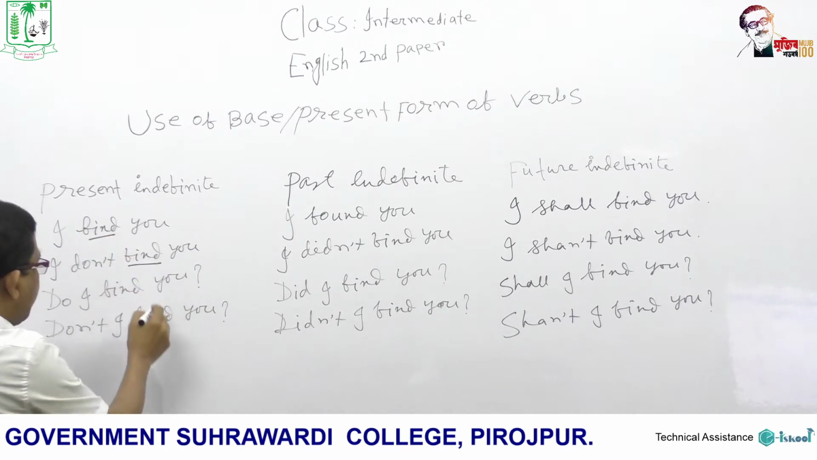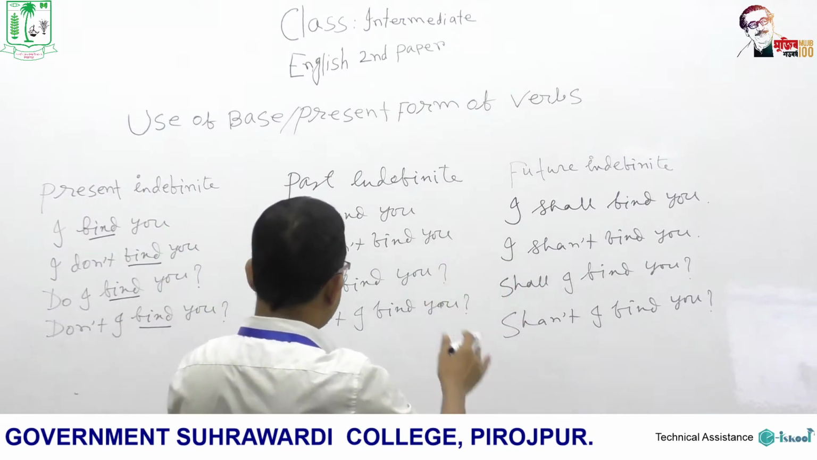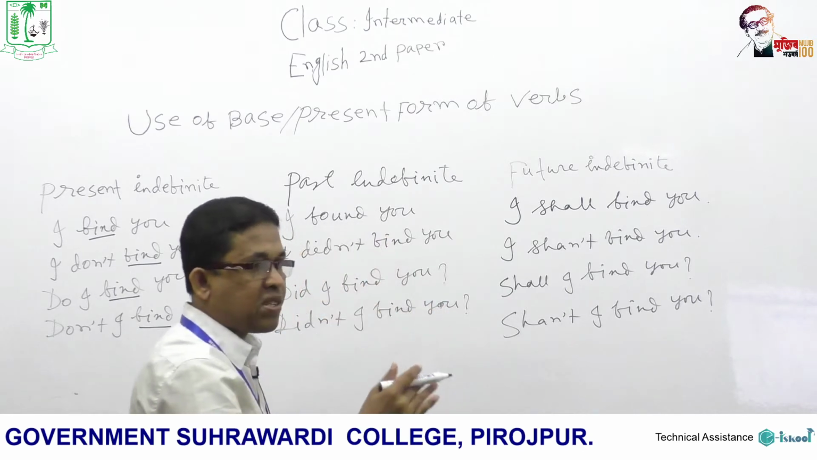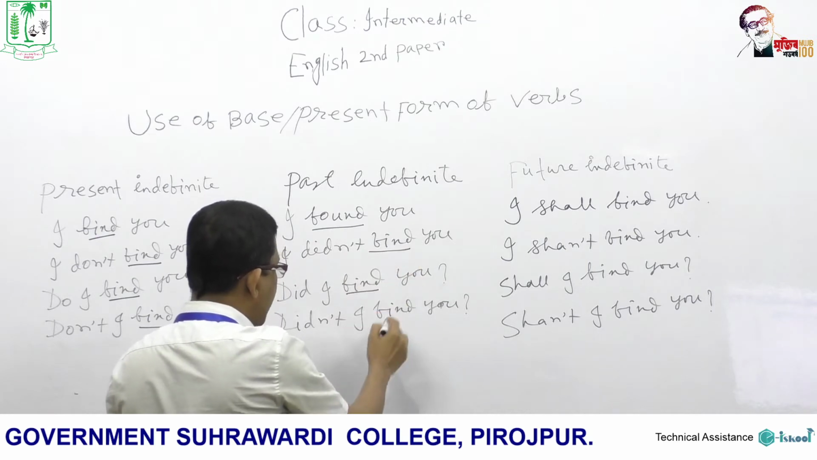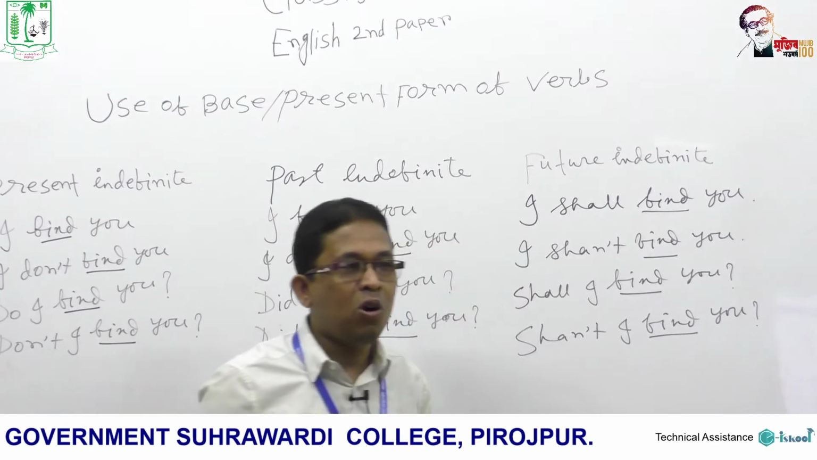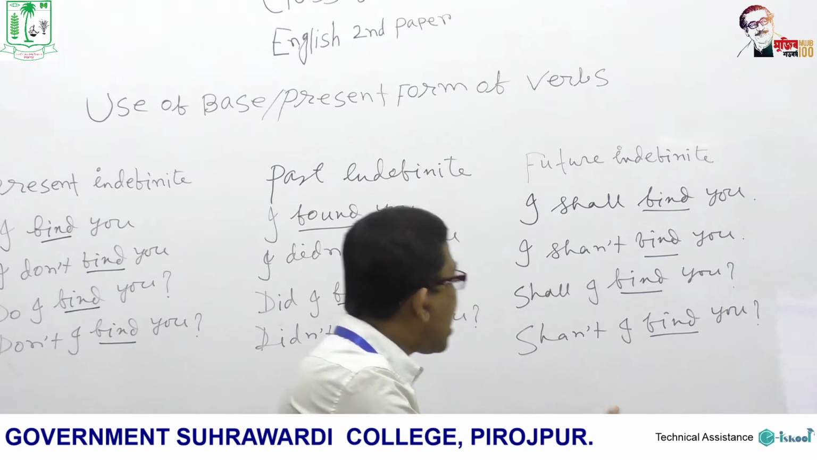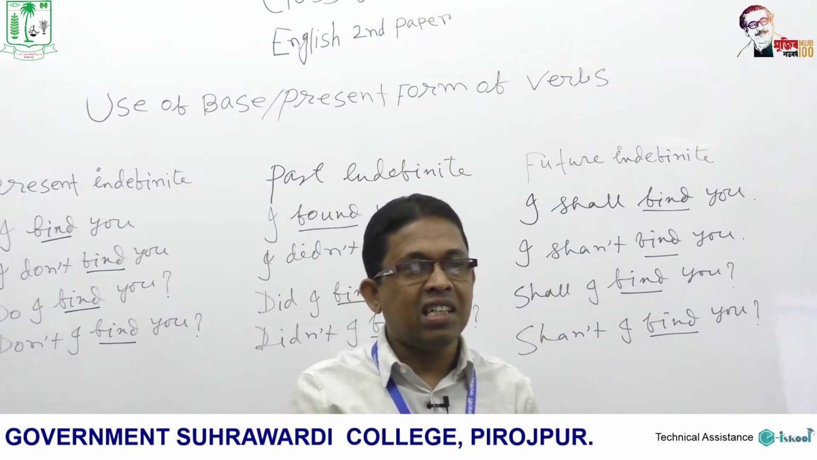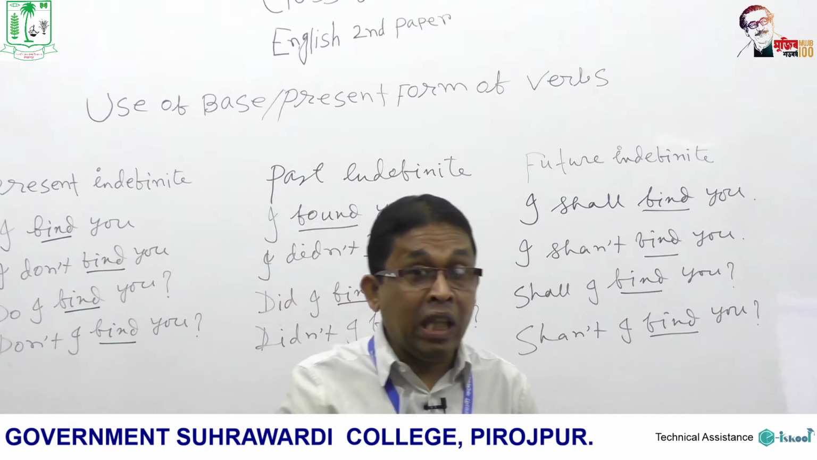Find, here again find, here find. This is the main verb here, and in each of the sentences I have used this verb irrespective of tenses, that is, and again here found, here find, here find. So what happens? We can say that in all types of indefinite tenses we can use the base form of main verbs. Only one exception.